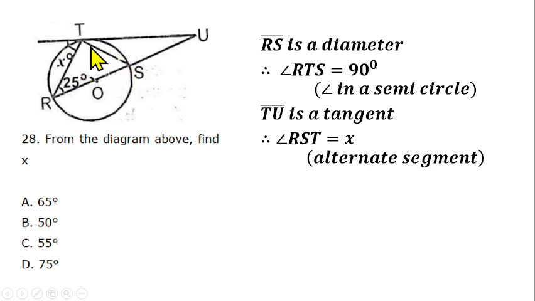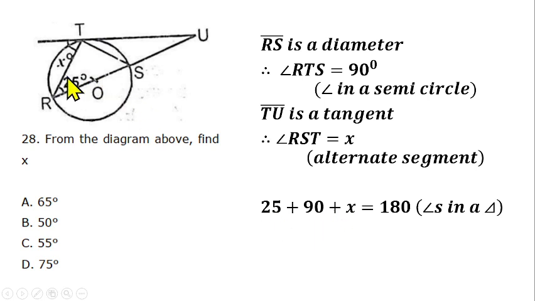And we already found this angle here to be 90 degrees. So if you add the three angles in this triangle together, that should give us 180 degrees, sum of angles in a triangle. So this 25, plus this angle 90 here, plus this angle RST, which is the same as X, will give us 180 degrees.